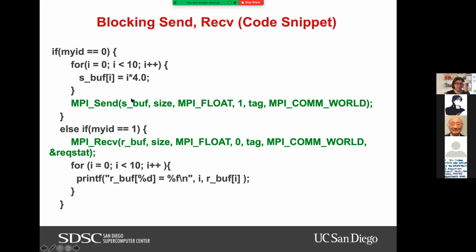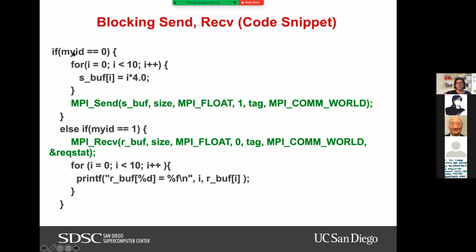Okay, here's an example of a blocking send receive code snippet. If I am the primary processor, I'm going to populate a buffer with i times 4. It's just a randomly populated buffer. And then I'm going to send that buffer to my neighbor who's got rank 1. I'm rank 0. That's my ID.